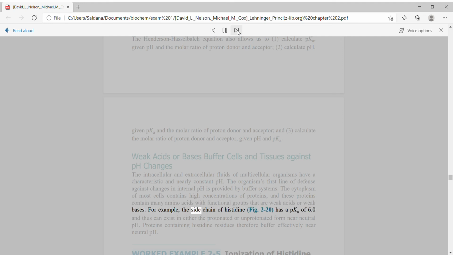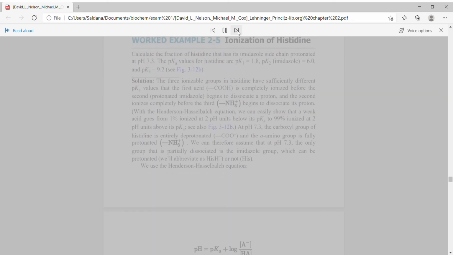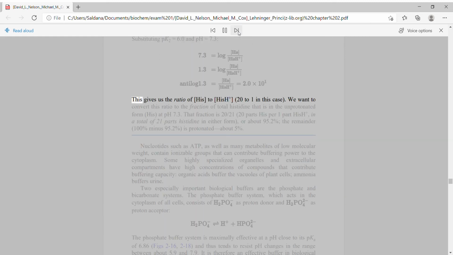For example, the side chain of histidine, Fig. 2-20, has a pKa of 6.0 and thus can exist in either the protonated or unprotonated form near neutral pH. Proteins containing histidine residues therefore buffer effectively near neutral pH. Worked example. Calculate the pH, substituting pKa. Nucleotides such as ATP, as well as many metabolites of low molecular weight, contain ionizable groups that can contribute buffering power to the cytoplasm.